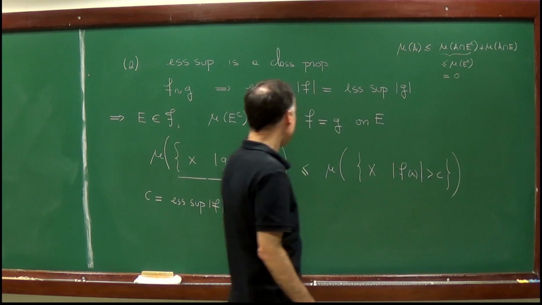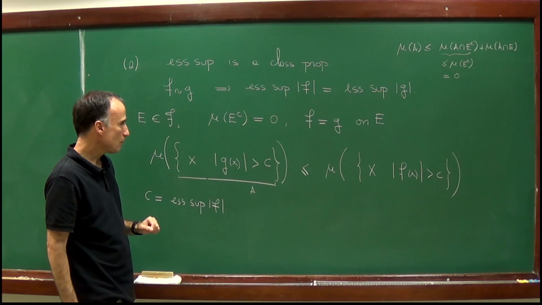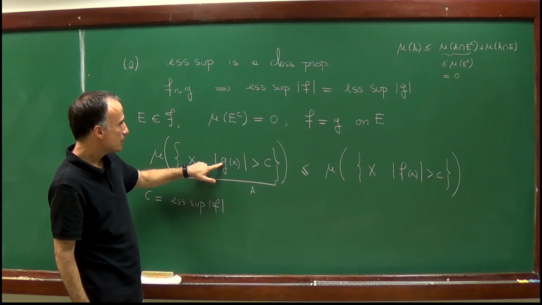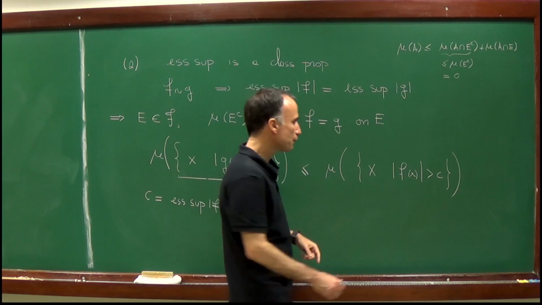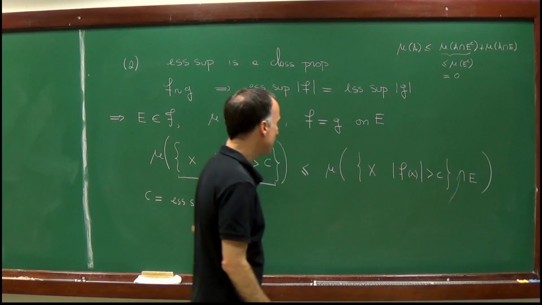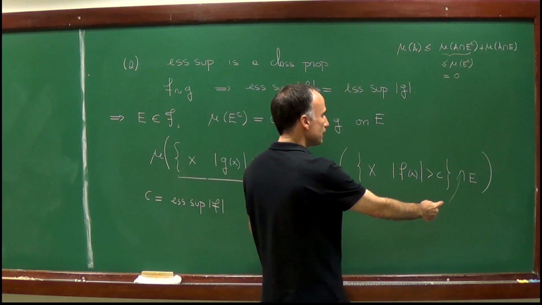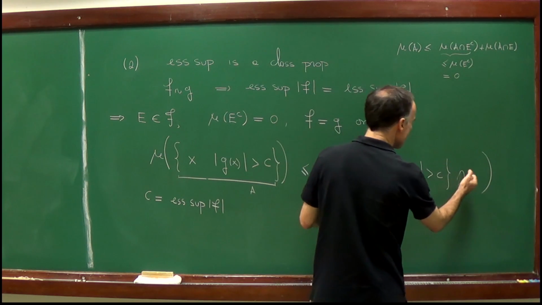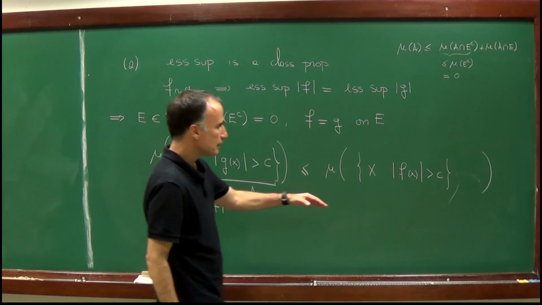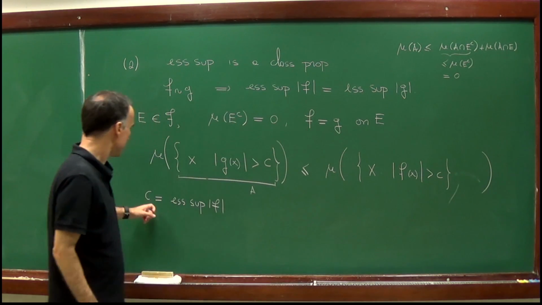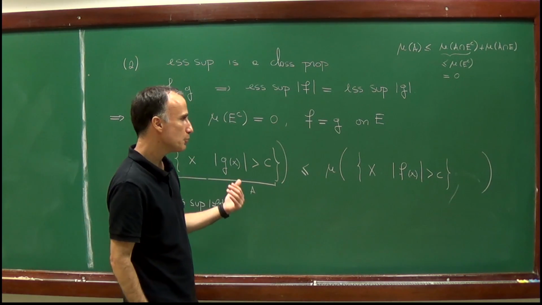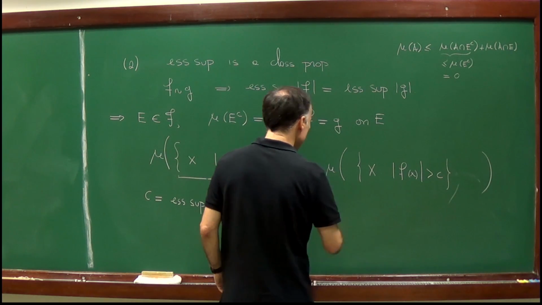And then on A intersection E, since on the set E, F coincides with G, I replaced G of X by F of X. So I obtained this bound, and then I further bound this measure by the measure of the first set. So I just erased the set E. And once I arrived at that point, since C is the essential supremum of F, by the first property of the essential supremum we proved, this set is equal to 0.